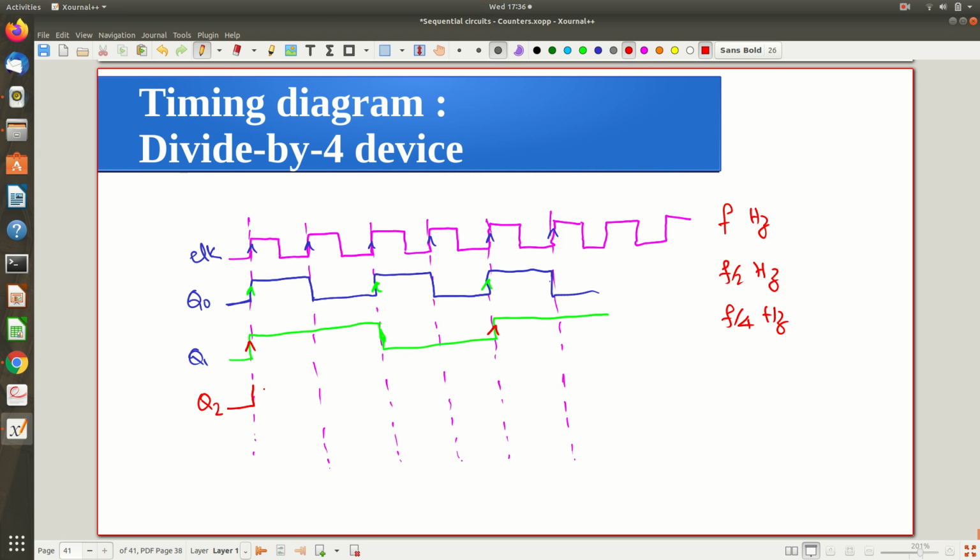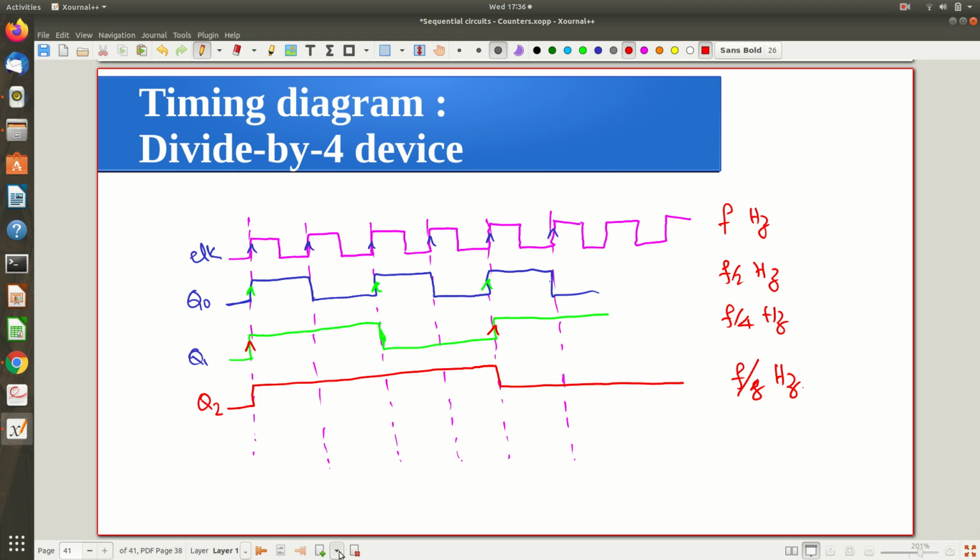It will toggle during the positive transition, and it will continue like this until the next positive edge, and only then will it trigger next, meaning it will toggle further, and it will continue like this. Now you can see that this is f by 4 by 2, that is f by 8 hertz. So like that you can keep on connecting flip-flops, and you can divide the frequency.